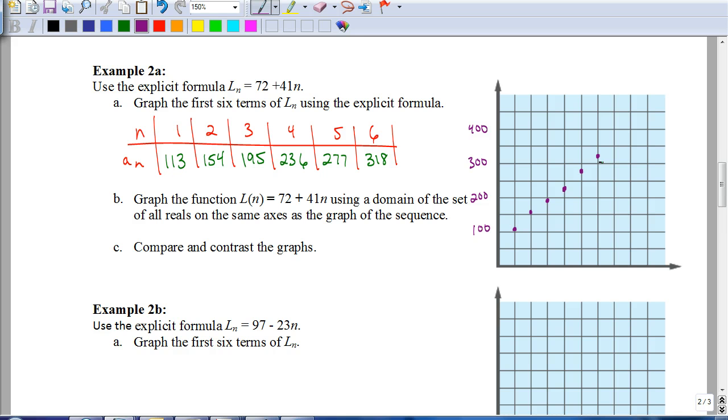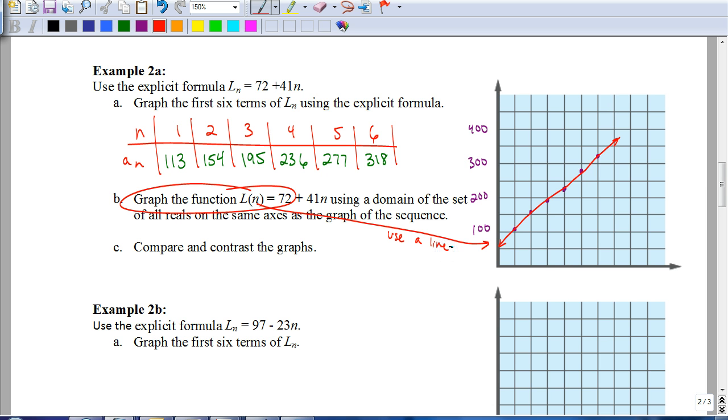When we go to graph the sequence, we don't connect it with a line. Now part B says to graph the function. The difference here is when we graph the function, it's going to have the same set of points, except when we graph a function, we do connect it with a line. So the function, we use a line.